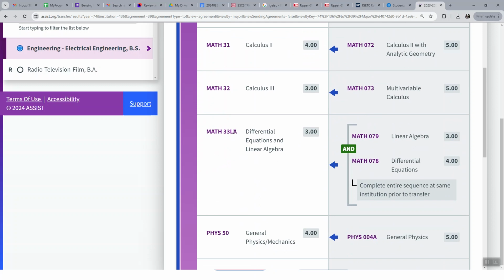Now that's actually what we require. However, if you don't have Math 79, that's okay. We waive it. It'd be nice to have, but you really need the 78. So if you're missing Math 79, you can still take all the other courses on that other list.